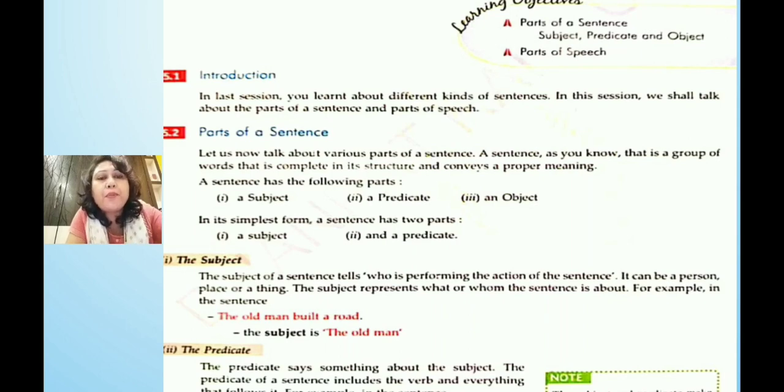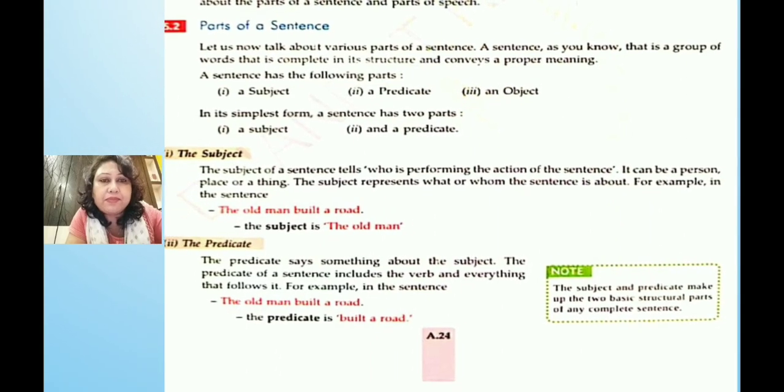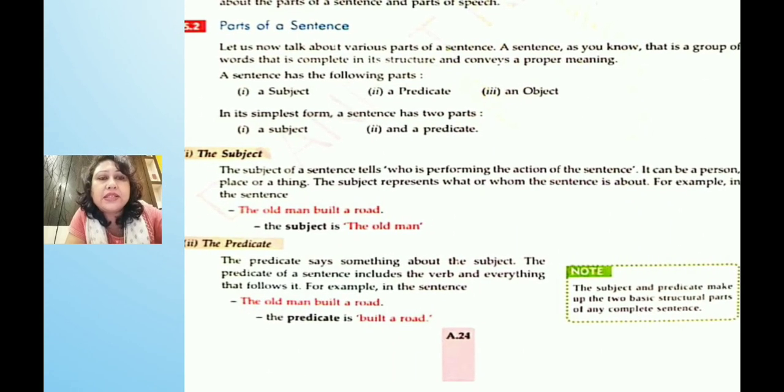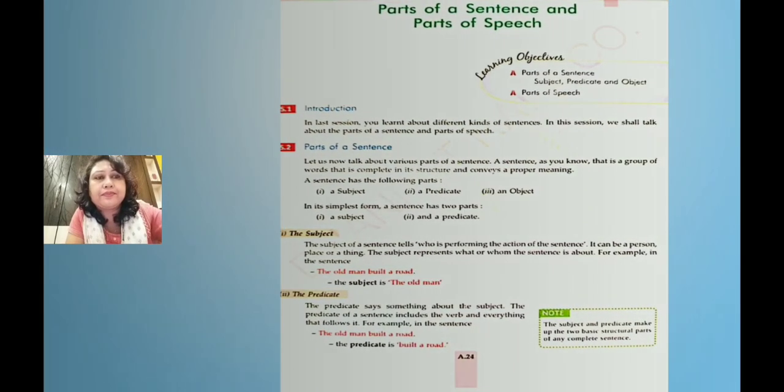Next we have the predicate. Now the predicate says something about the subject. The predicate of a sentence includes the verb and everything that follows it. For example, in the sentence, the old man built a road, the predicate is built a road. That means what did the old man do? He built a road. So built a road is called the predicate. So this was your subject and predicate. Now next we have the object.